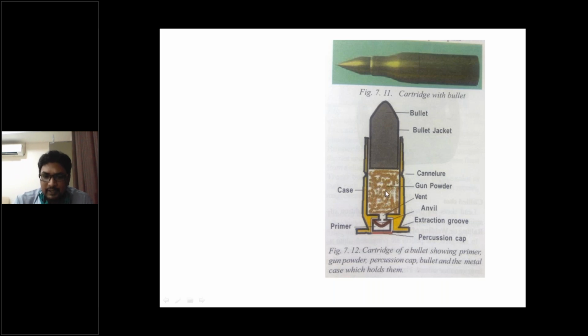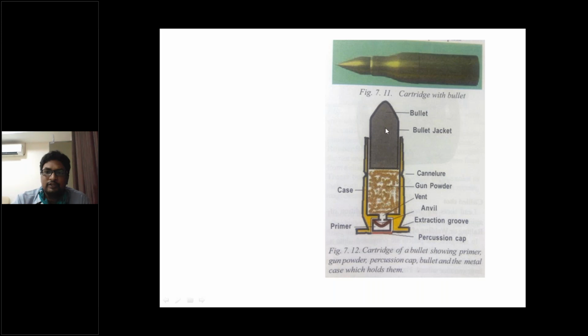This gunpowder will cause ignition, producing a lot of gases, and this large amount of gas, confined in a very small space, will cause the bullet to move forward with a high speed. So this is the normal mechanism of how the bullet moves forward upon firing. We can see the yellow one is the cartridge case, the black one is the bullet, and one more part is called the jacket.